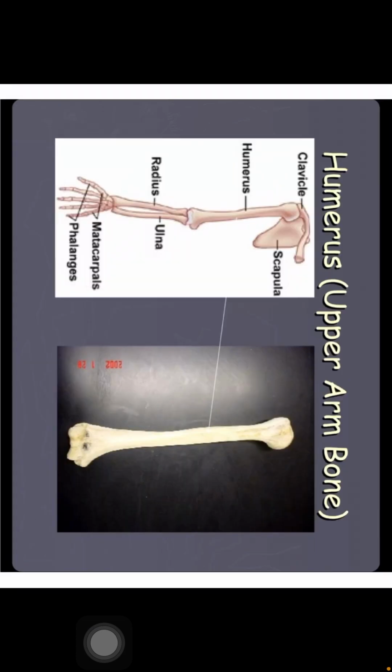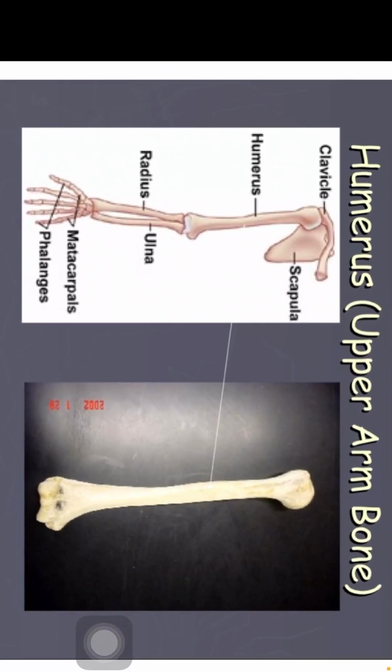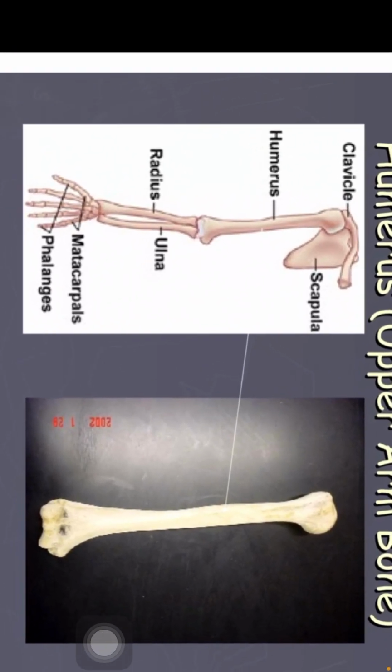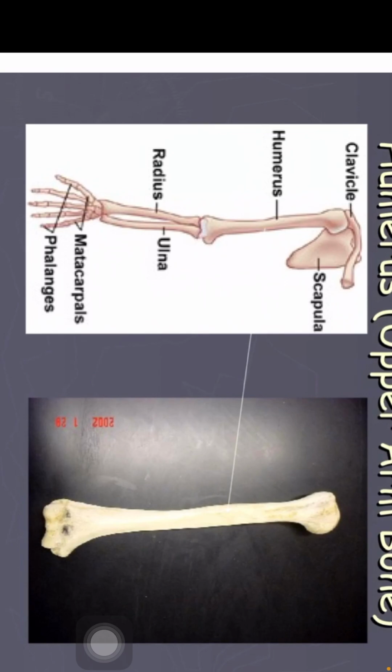So, next is the humerus, the upper arm bone. So this is the humerus or upper arm bone, and you can see it here in our upper arm. The clavicle, like in these pictures. And then phalanges, metacarpals, ulna, and radius.